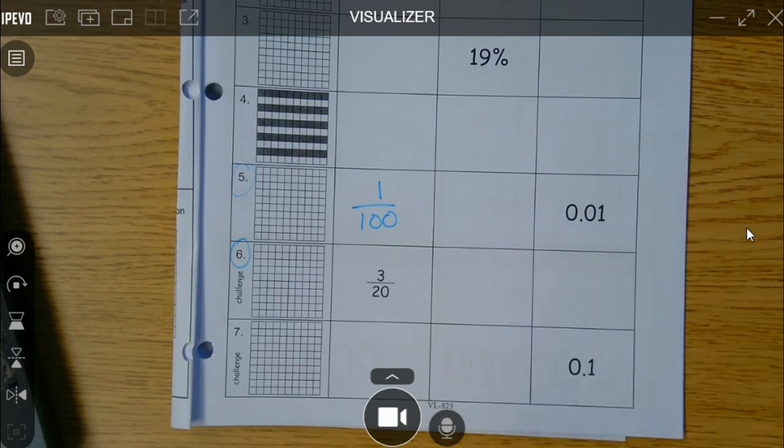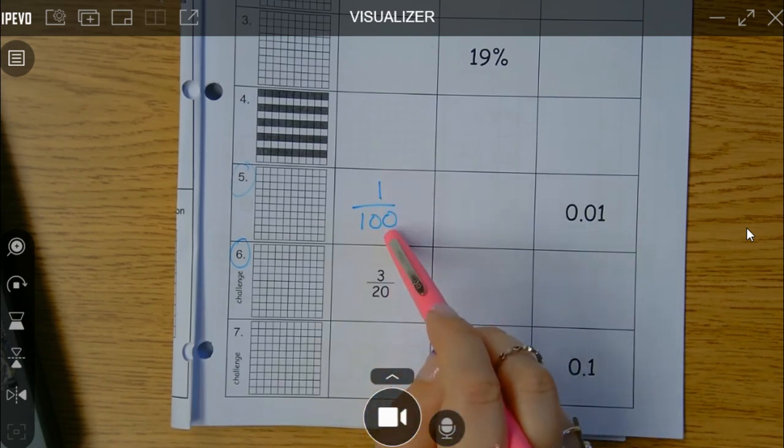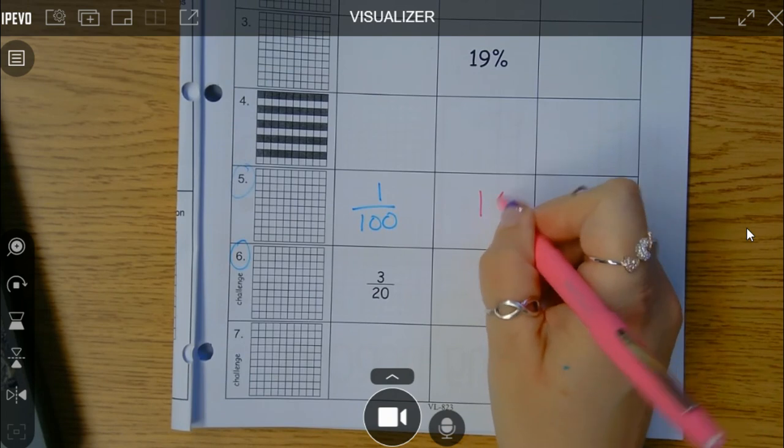Now, to get it to a percent, well, percent means out of what? Out of 100. Okay, so how many did you get right out of 100? You got 1, so you got a 1%.